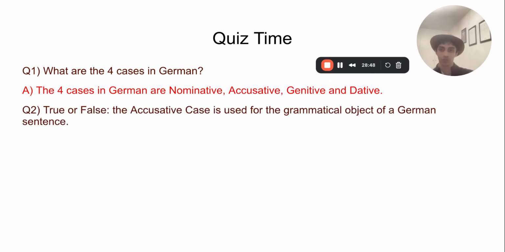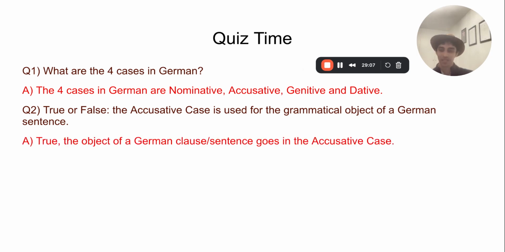Question 2, which is true or false. The accusative case is used for the grammatical object of any German sentence or clause. Try and remember what we said about that accusative case. Let me show the answer now. This one's definitely true. The object of a German clause or a sentence goes into the accusative case. Certain prepositions can also take the accusative case too.